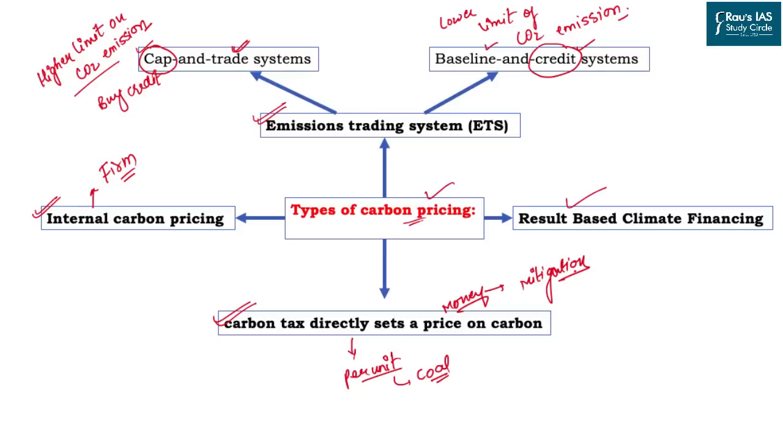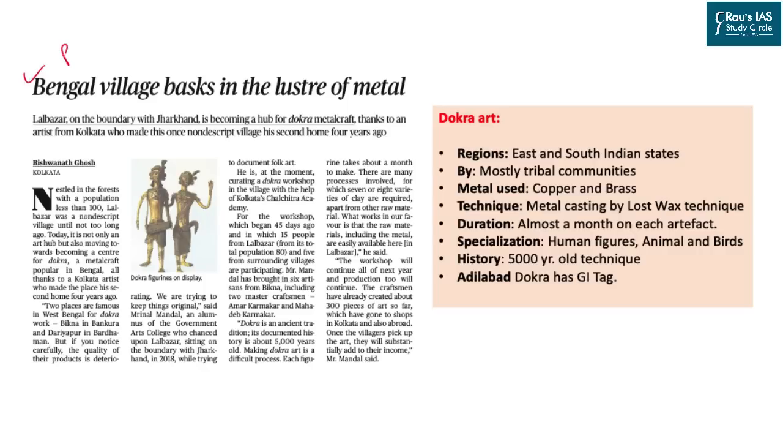With this discussion in place, let us now move to the next article for the day. This article of the Hindu newspaper appeared on page one and talks about a regional folk art. And this art is known as Dokra art, or also Dokra. This art is famous in the eastern and southern parts of India, especially in the regions around Jharkhand and West Bengal.